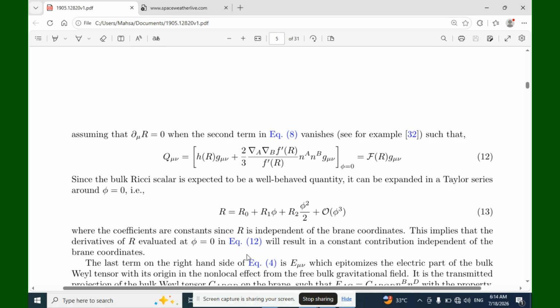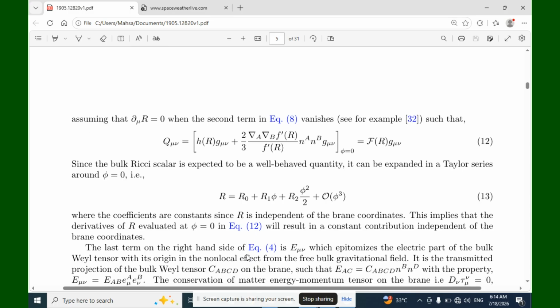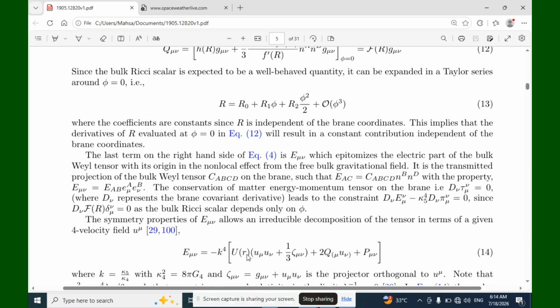Since the bulk Ricci scalar is expected to be a well-behaved quantity, it can be expanded as a Taylor series around φ is equal to 0. For example, Ricci is equal to R0 plus R1 φ plus R2 φ squared divided by 2 plus O(φ cubed), where the coefficients are constant since R is independent of the brane coordinates. This implies that the derivatives of R evaluated at φ is equal to 0 in equation 12 will result in a constant contribution independent of the brane coordinates.